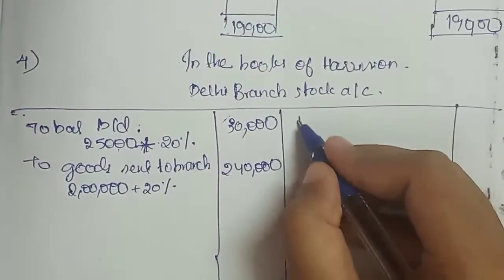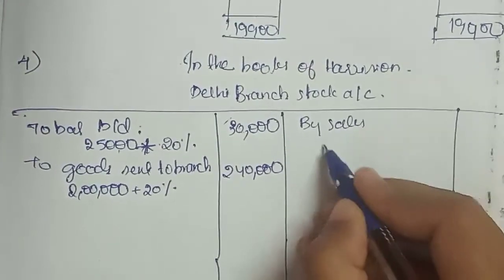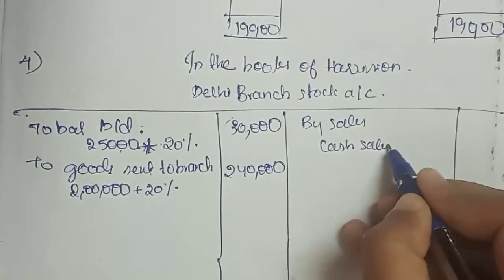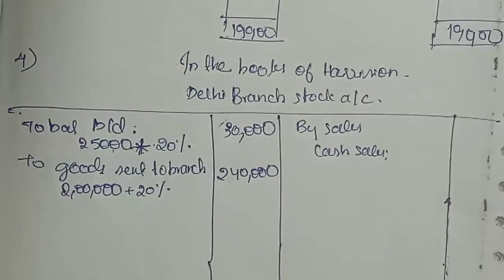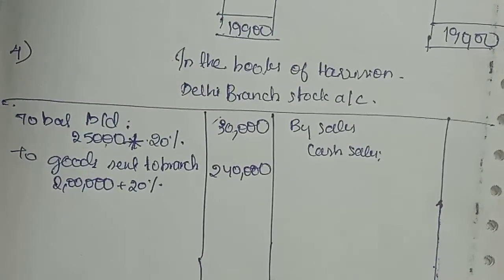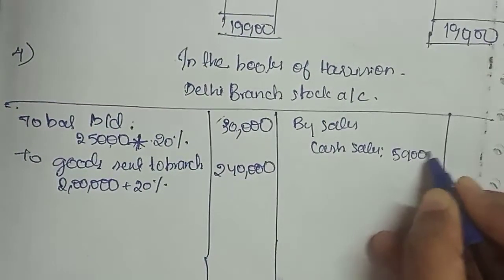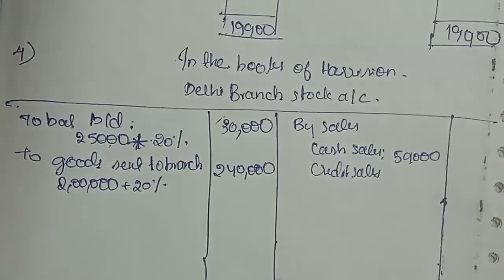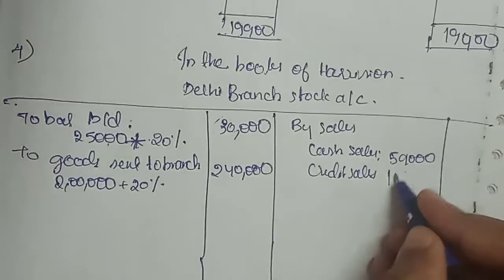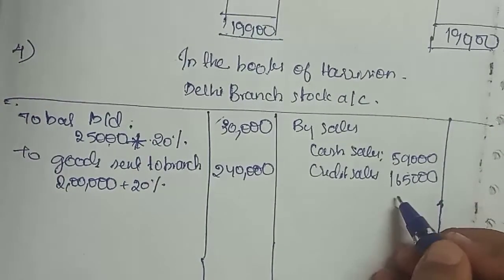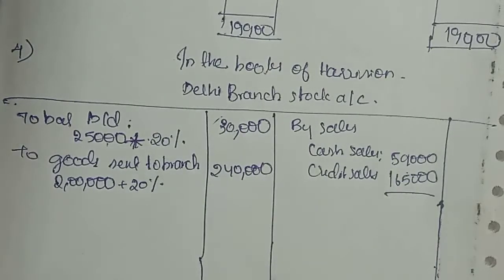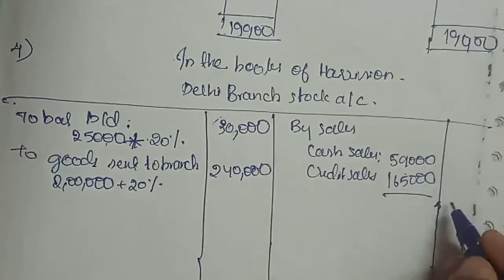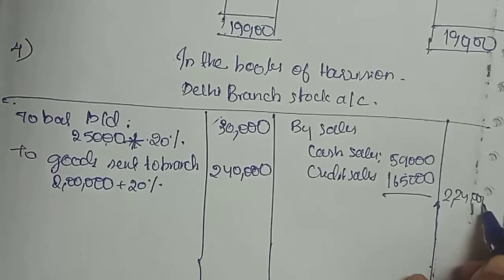Right here, by sales: cash sales at invoice price is 59,000, and then credit sales is 1,65,000. See if any returns are there. There are no returns here. So 59,000 plus 1,65,000 is 2,24,000. Okay.